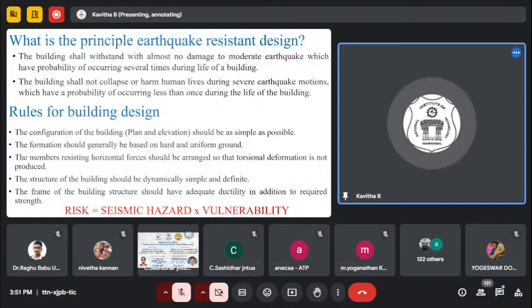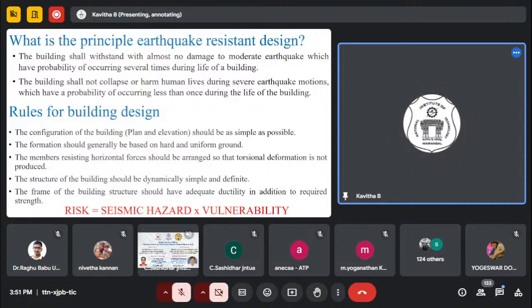So how to design my structure against it? First, I'm going to consider two things here: seismic hazard and vulnerability. Seismic risk is nothing but the combination, or the multiplication, of seismic hazard with vulnerability. That means whenever an earthquake is going to happen in a particular area, first, how much possibility is there of an earthquake in that area? What may be the magnitude? What kind of soil structure is there? Those things come under seismic hazard. Vulnerability is how vulnerable my structure is towards that event.